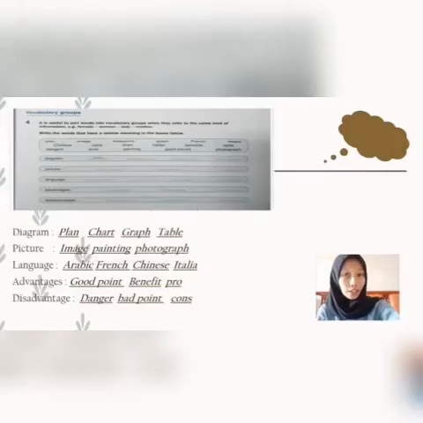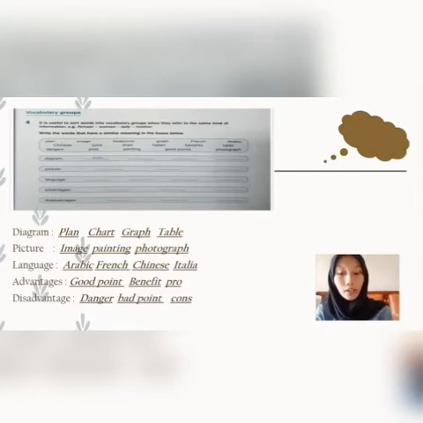Okay, let's continue to the next part. The next part is vocabulary groups. In this part, we can see that there are boxes with a lot of words. The instruction is, we need to choose words in the boxes that have a similar meaning related to the question. The questions are diagram, picture, language, disadvantage, and advantage. So we can choose the words in the boxes that have a similar meaning.